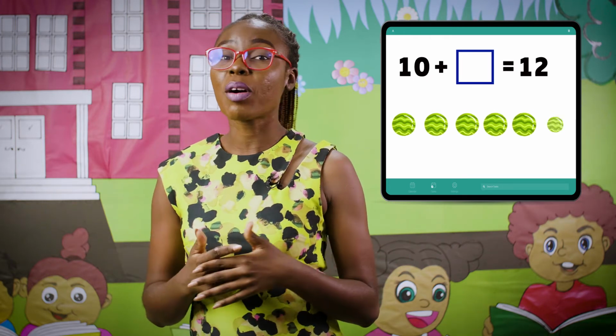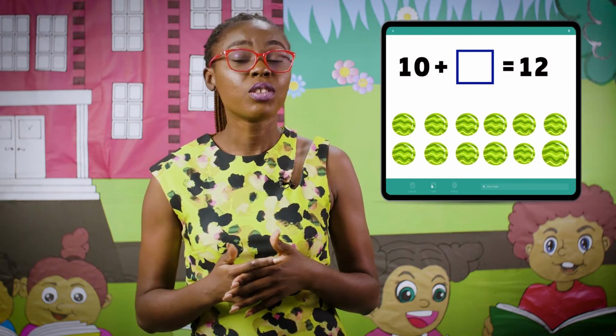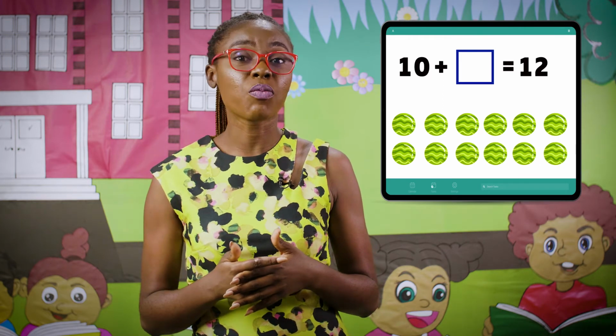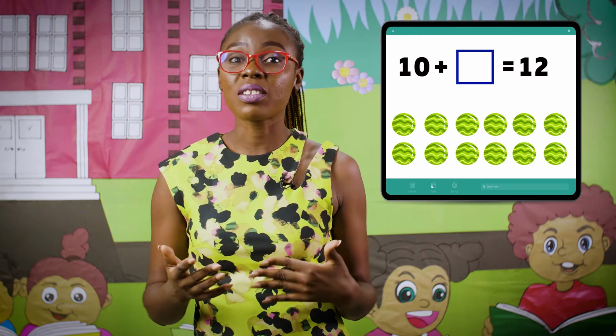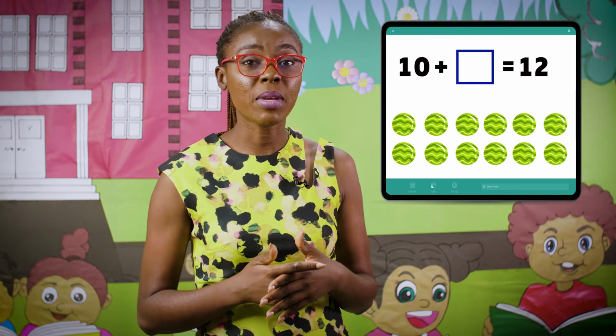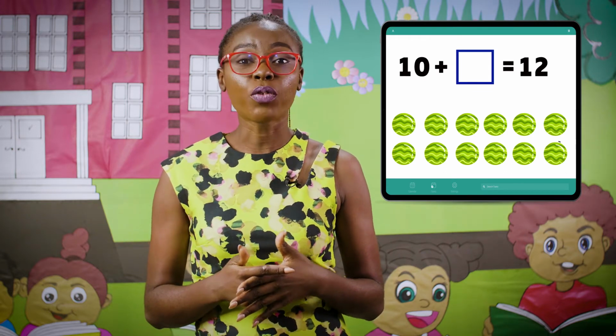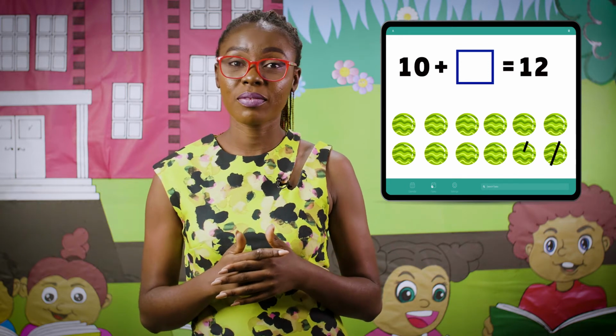After drawing the number of bubbles for the answer, you then cross out the number of bubbles for the one number you were given in the question. That number here is 10. So that means we have to cross out 10 of the 12 bubbles we have.